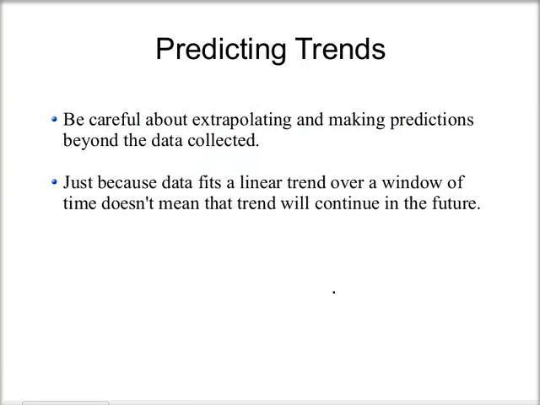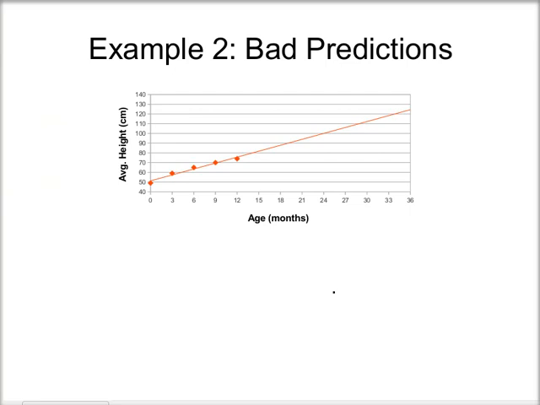So another thing that we used regression lines for is predicting trends. But we have to be careful about extrapolating and making predictions that go beyond the data that we've collected. This can make you make a bad prediction. So just because the data fits a line over a small window of time doesn't mean that that trend will continue into the future. So let's look at a couple of examples of that.